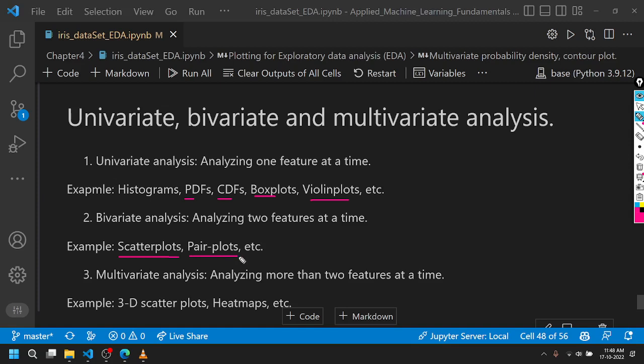What is multivariate analysis? Analyzing more than two features at a time. This one we did in the, I think, fourth or fifth video. That is the 3D scatter plot. In the 3D scatter plot, we took three axes, right? Petal length, petal width, sepal length, right? So if we take more than two features at a time, then it will be called multivariate analysis. 3D scatter plot, heat maps, contour plots, etc. are all called multivariate analysis.